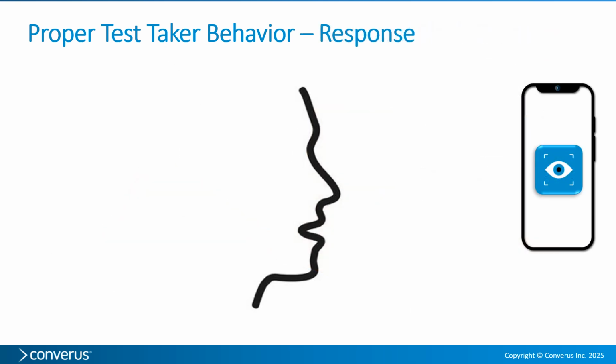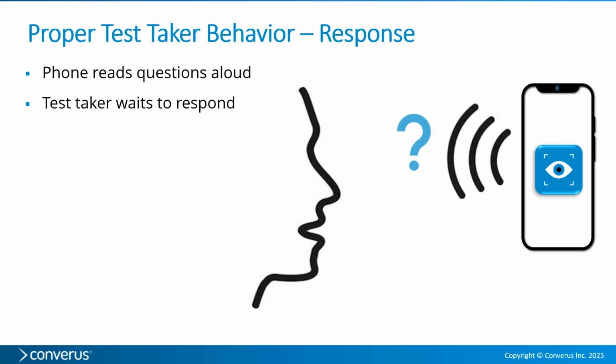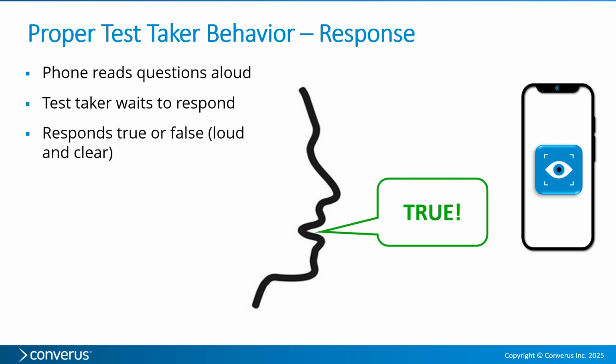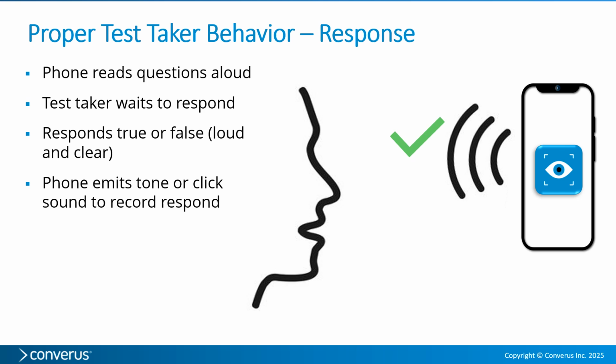Test takers must respond properly to ensure good audio recording data. For VerifEye, the digital voice on the phone reads all the questions aloud to the test taker. The person needs to wait until the voice has finished reading the entire question before responding. The person should respond verbally, loud and clear, true or false. If the voice response was recorded, the phone emits a tone or click and proceeds to the next question.